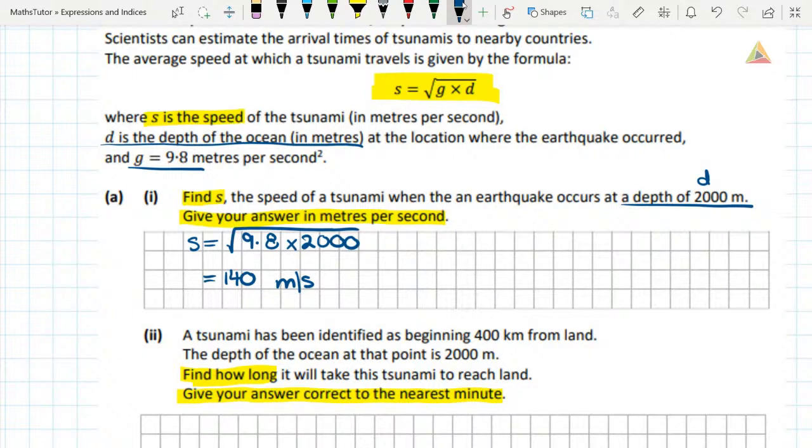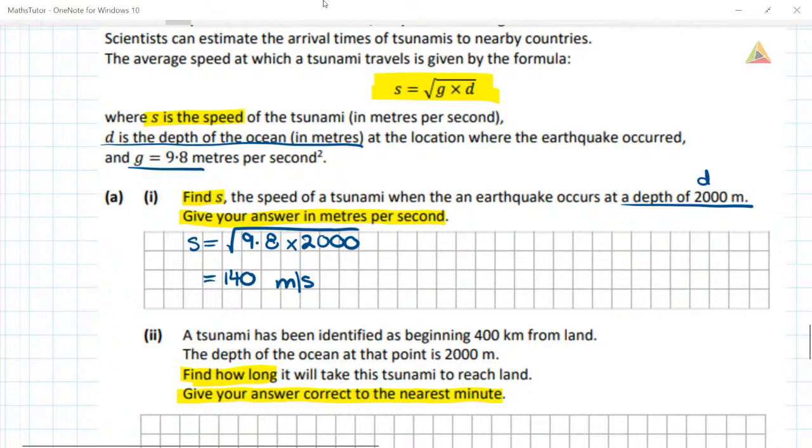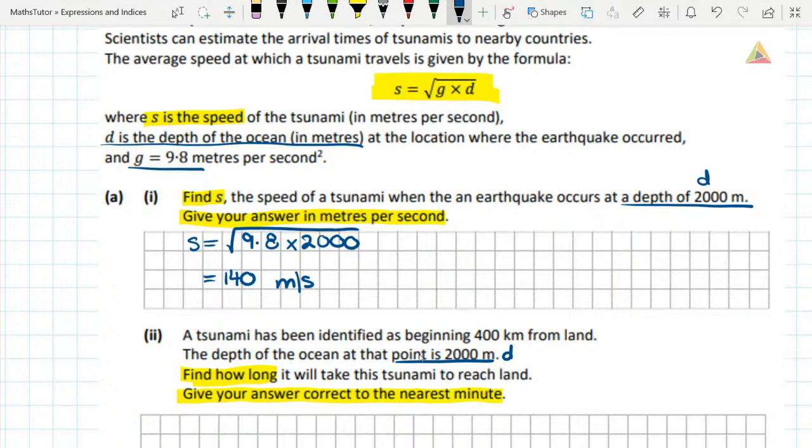So that part is just sub into my formula. The second part of this is using our answer from part A. It says a tsunami has been identified 400 kilometers from land. The depth of the ocean at that point is 2,000 meters. So there's our depth again. Find how long it will take this tsunami to reach land. So this question is how long. So this is a distance, speed, and time question.